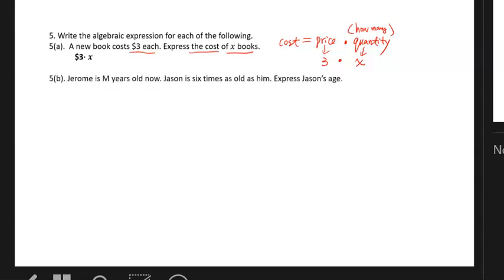And the second one says Jeremy is m years old now. So that's the current age.